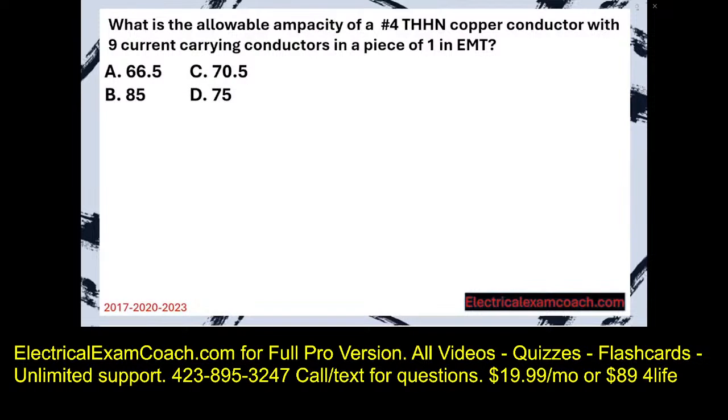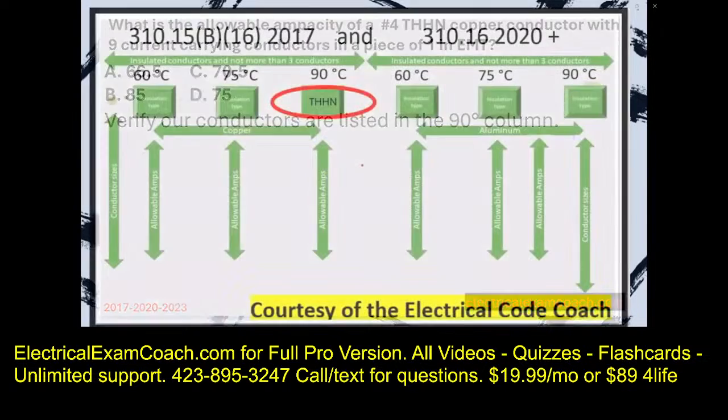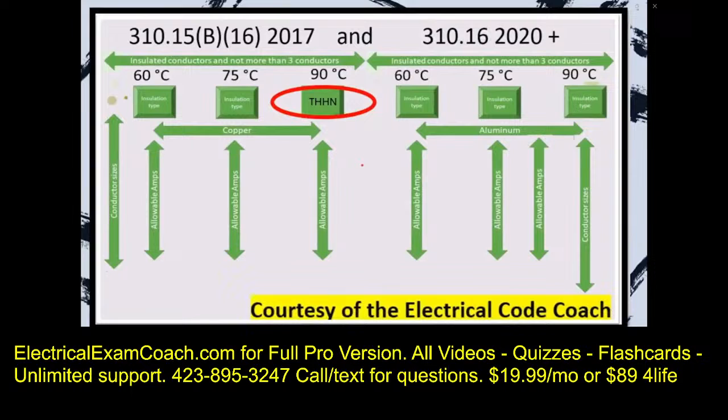What is the allowable ampacity of a number 4 copper conductor with 9 current carrying conductors in a piece of 1-inch EMT? Step 1, we're going to verify that our conductors are listed in the 90 C column. We head to our primary ampacity table on the copper side, and we make sure that THHN is listed. If it's not listed there, for the purpose of exam prep, I just want you to go to whatever column that it is listed in and do the math.